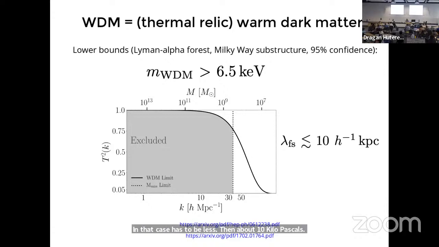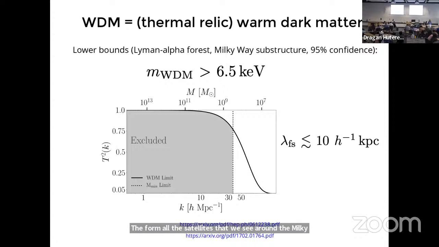Okay, quick pause. Any questions there? Yes. So to form substructure, subhalos of small size, the mass of the warm dark matter should be greater than 6.5 keV. That's right, to form all the satellites that we see around the Milky Way today.